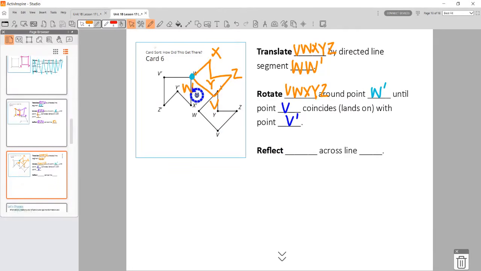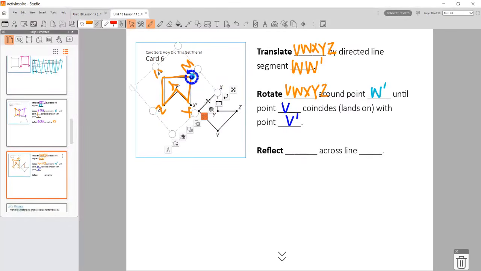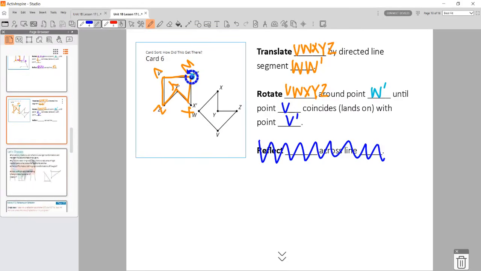If you're doing tracing paper, then you'd stick your pencil right at W to make sure that it sticks. And then you're just going to rotate until V lands on V prime. And then we would stop and we can see that the whole shape then landed on its image. So we have no need to do a reflection in that case. So as you can see, if you translate, rotate, reflect, it's going to get each of these shapes onto its image. And that will work every single time.